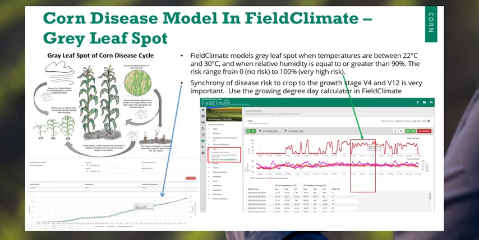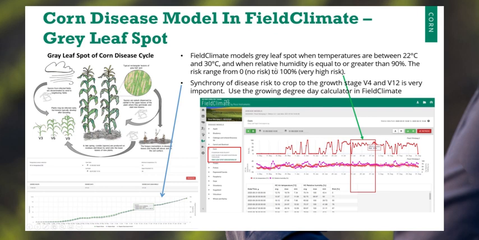So looking at the actual model in FieldClimate, we see the corn model, we see the three models we talked about, highlighted the gray leaf spot. We see the risk level here on the top graph increasing and decreasing, and that's governed by the temperature and humidity over a period of time. And you're looking at the length and duration of the period as well.